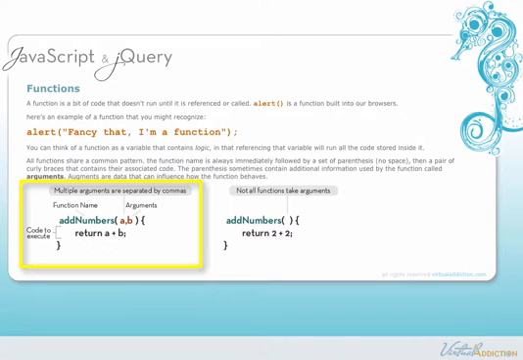The parentheses sometimes contain additional information used by the function. These are called arguments. Arguments are data that can influence how the function behaves. For example, the alert function accepts a string of text as an argument and uses that information to populate the resulting dialog box.